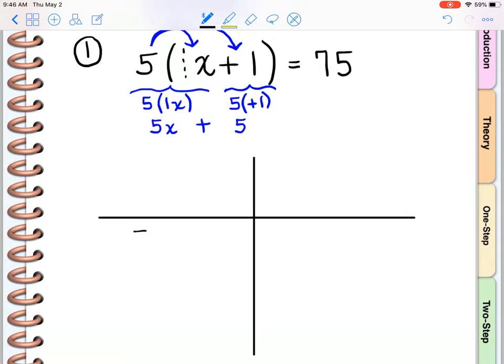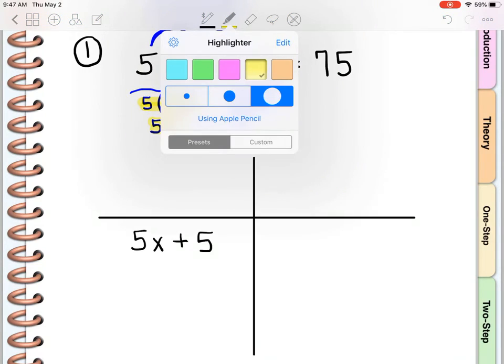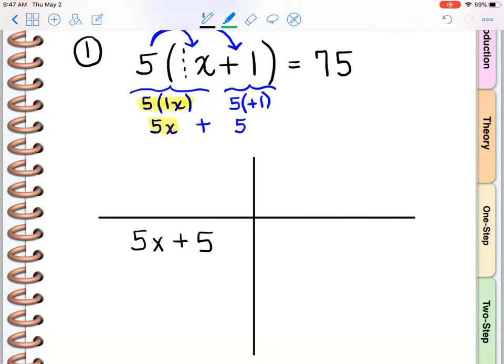We have the 5x plus 5 that I got from the distribution. And since this is the first time you've seen this, let me highlight there. This was 5 times 1. And then this one was using the 5 times the positive 1 to give me that term. So I'm just bringing down that simplified piece of the problem on the left side. This is a simplified expression on the left. And then on the right, you have a constant.